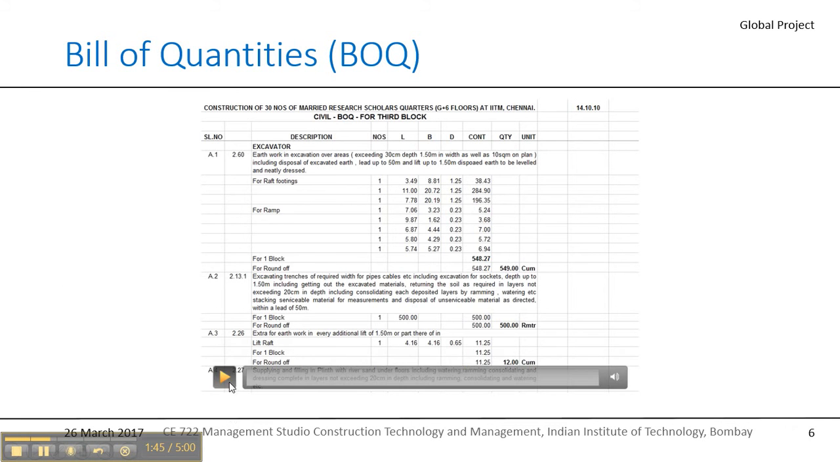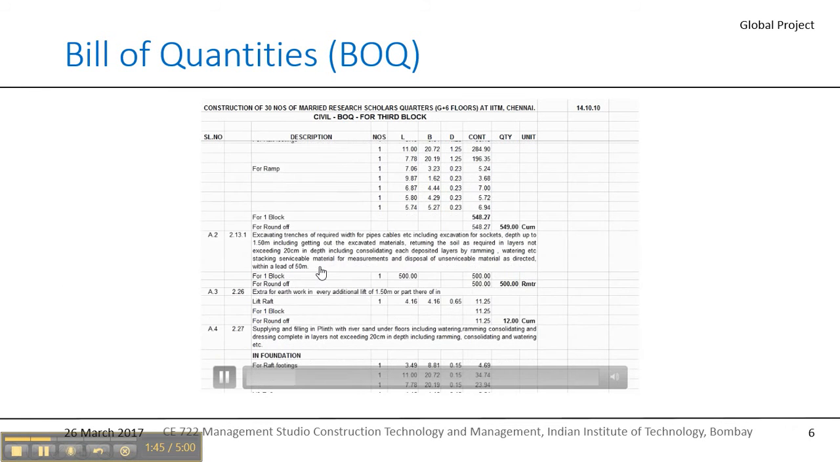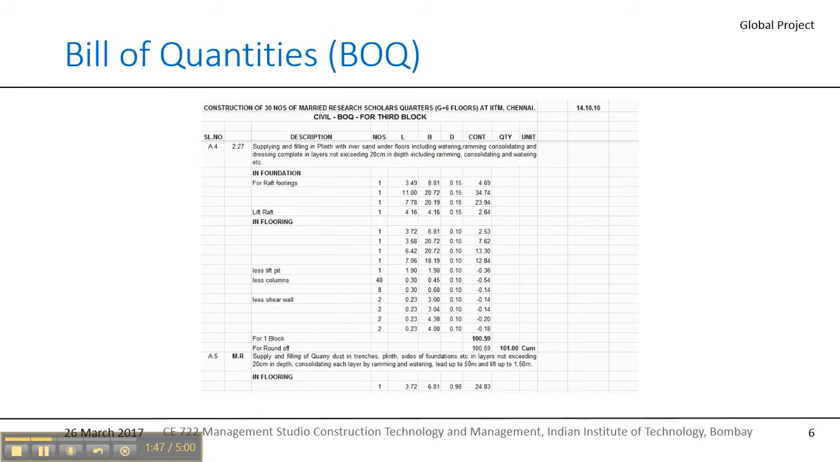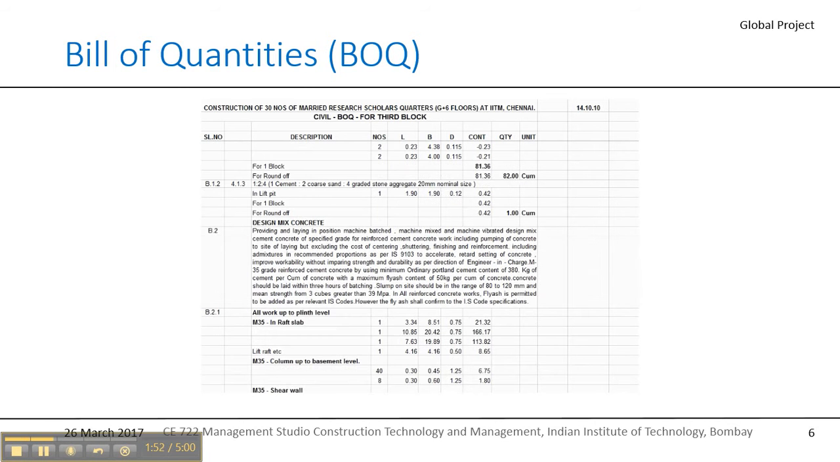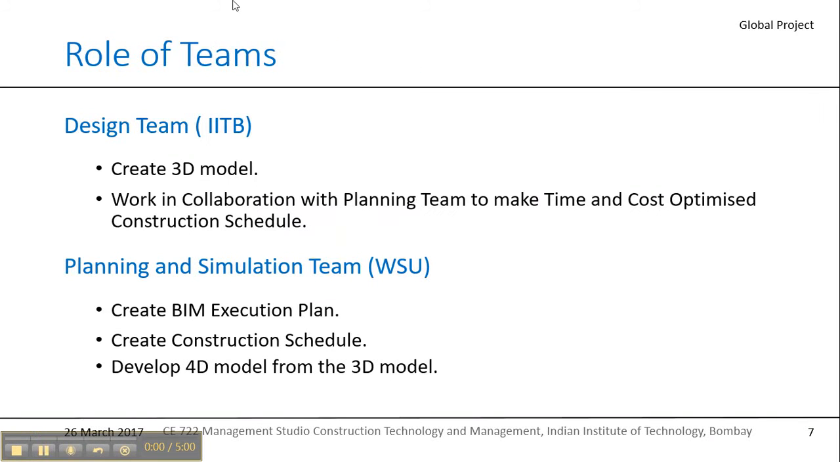To aid us, the BOQ was also provided to us, which served as a detailed estimate of the building. This actually helped us to get a holistic image of the building, gave more insight into the material used, and helped in making the schedule.